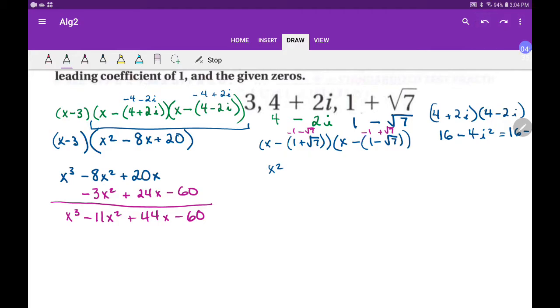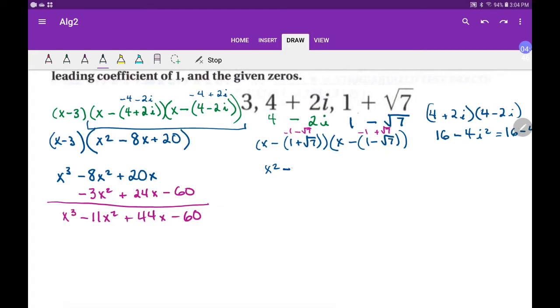So for the middle term, I'm going to ignore the square root of 7, and I'm just going to focus on the fact that both times it was x times minus 1. If that happens twice, I get minus 2x.